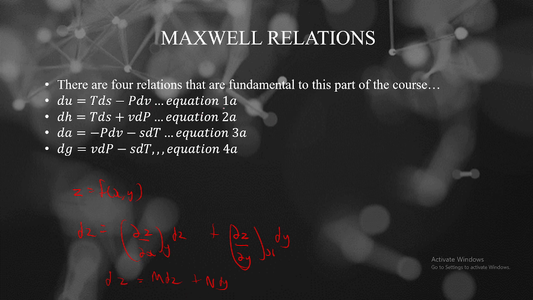So for U, for equation 1a, for example, we could have said that maybe U was a function of S and V. So dU was equal to del U del S at constant V dS plus del U del V, now at constant S, dV. I can relate this to the T from equation 1a, and I can relate this to the minus P from equation 1a. So they are following the same format.